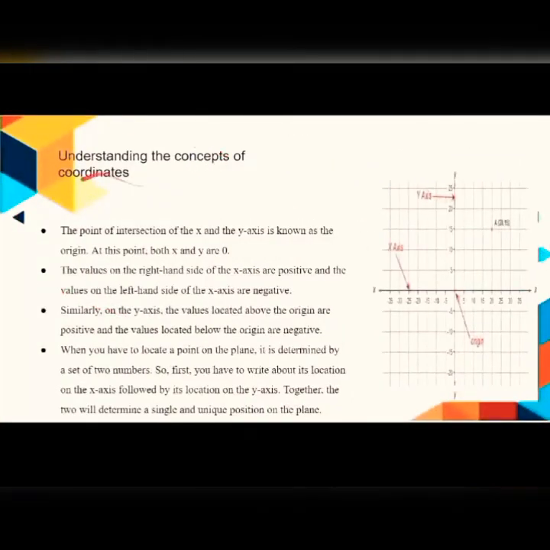Now comes the understanding of the concept of coordinates. The point of intersection of the x and y axes is known as the origin. At this point, both x and y are 0. The values on the right side of the x-axis are positive, and the values on the left-hand side of the x-axis are negative. Similarly, on the y-axis, values located above the origin are positive, and values located below the origin are negative. When you have to locate a point on the plane, it is determined by a set of two numbers. First you write its location on the x-axis, followed by its location on the y-axis. Together, the two determine a single and unique position on the plane.